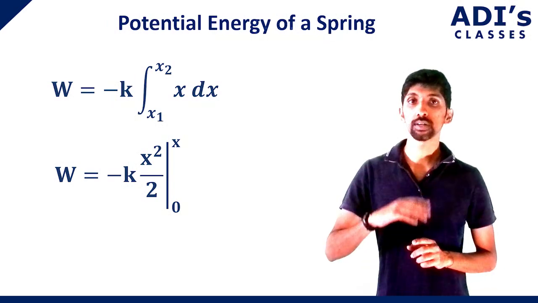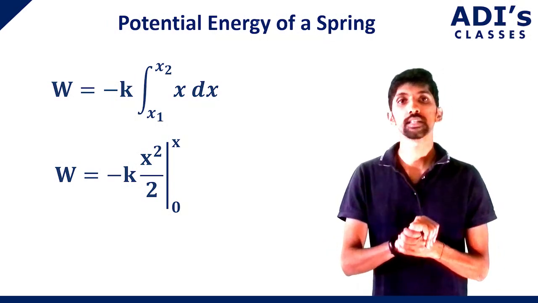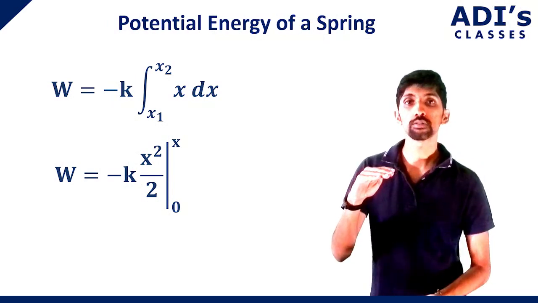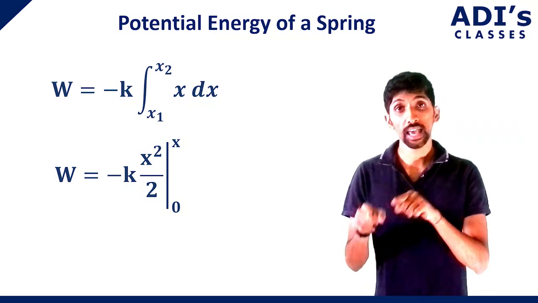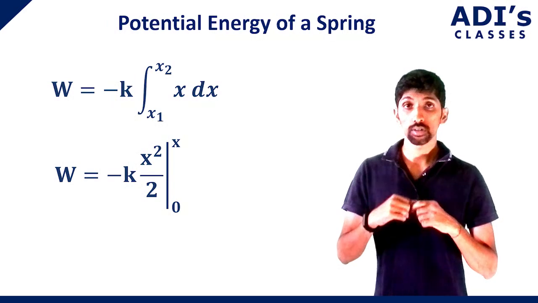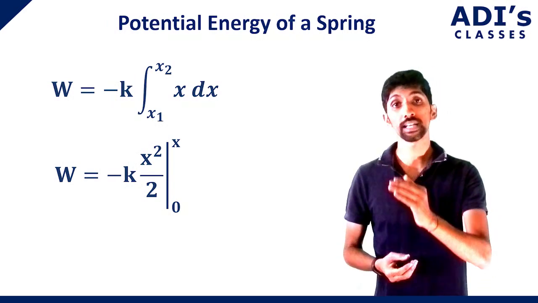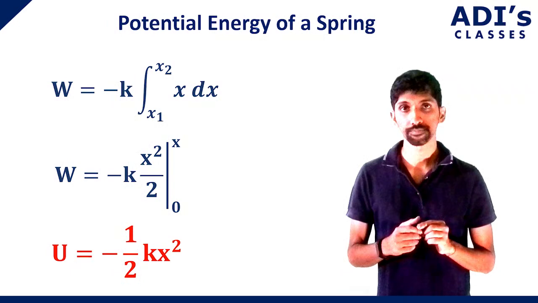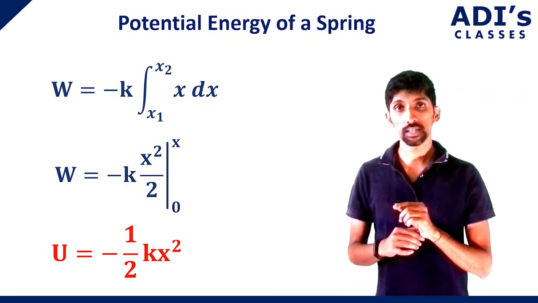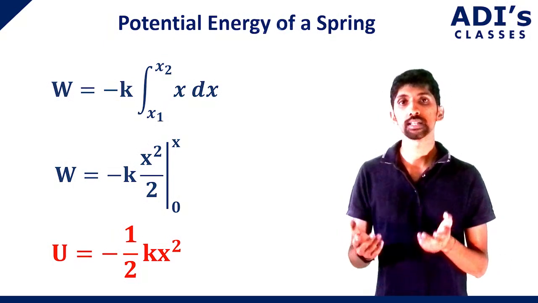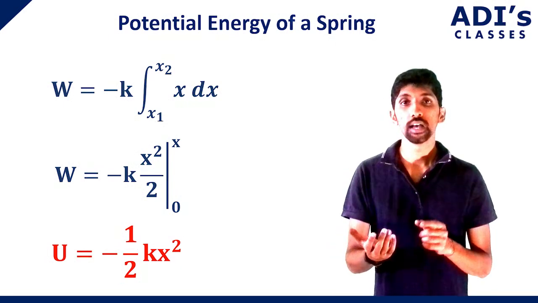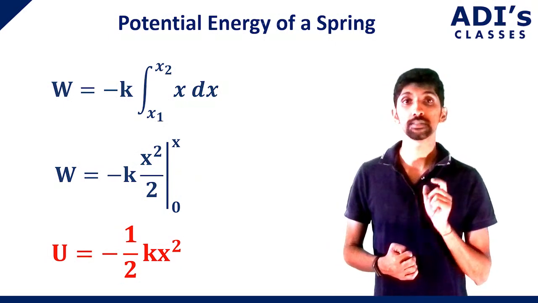One important thing you have to notice: we start from a position 0 and then move to a position x. So in this case, x1 is nothing but 0 and x2 is nothing but x. So we substitute the limits, and we get minus half into k into x square minus 0 square, which is the same as minus half kx square. Whatever work you do gets stored as potential energy in the spring.